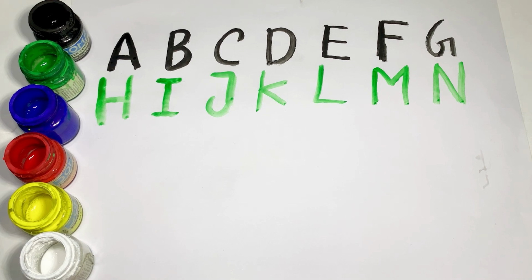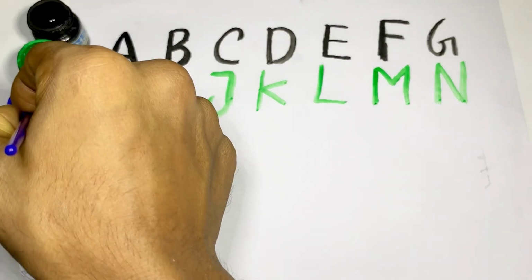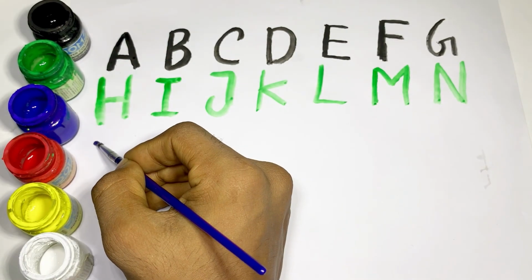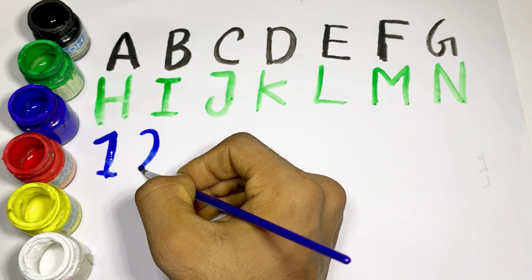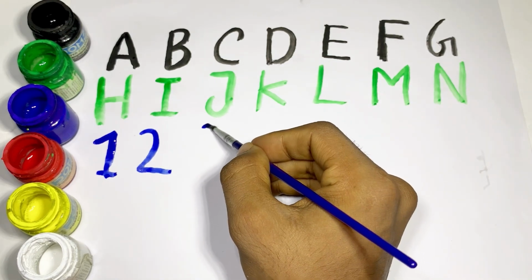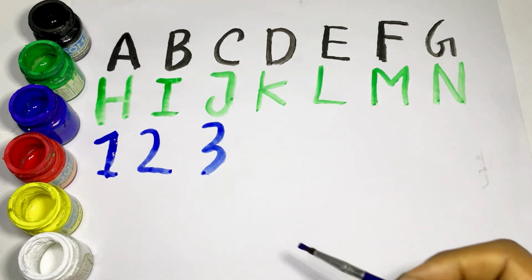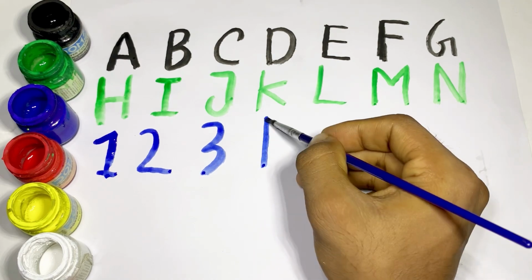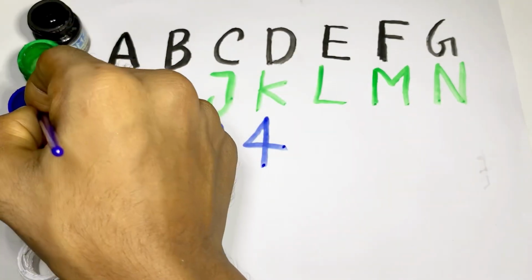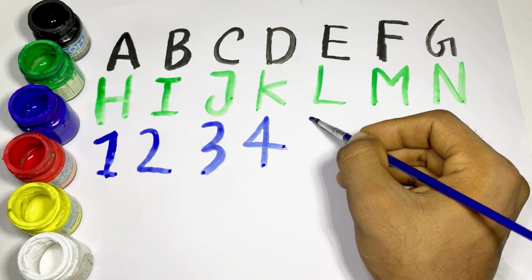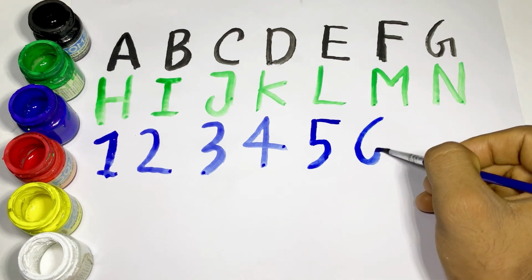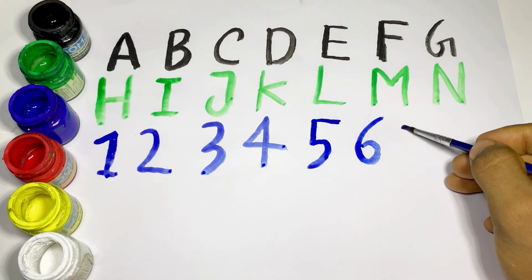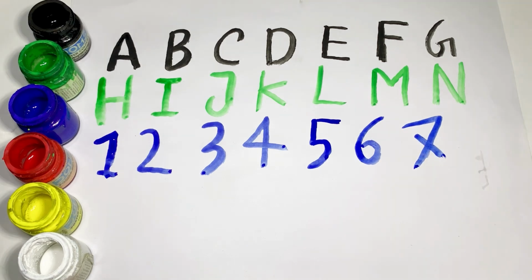Kids, now numbers, and first draw 1, and use blue color. O N E, 1. 2, T W O, 2. 3, T H R E E, 3. 4, F O U R, 4. Kids, again use blue color and draw 5, F I V E, 5. 6, S I X, 6. 7, S E V E N, 7.